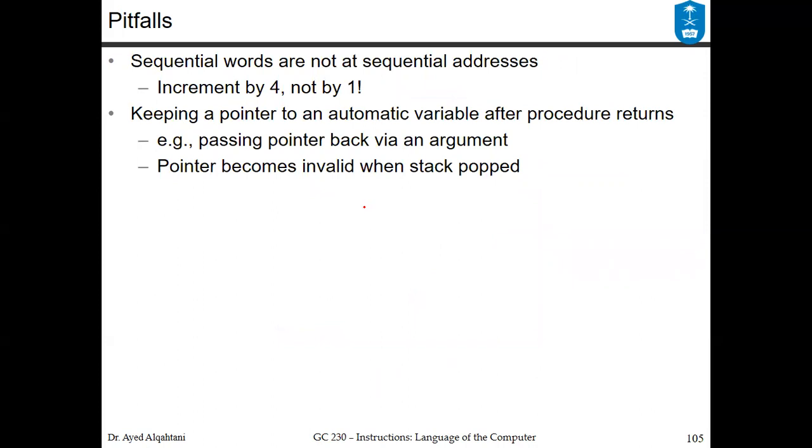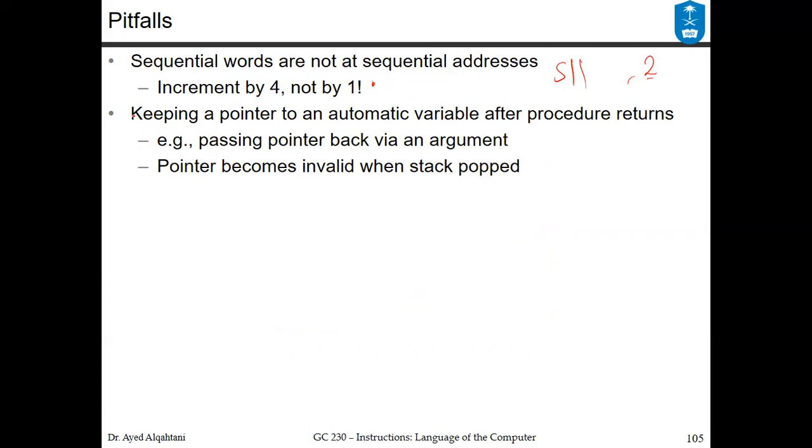Now, here are some pitfalls. The important one is this one. Remember, sequential words are not at sequential addresses. We are jumping by 4. We are incrementing by 4. And this is why we use shift left logical, and then you have 2 in the instruction, because you want to multiply by 4, not by 1.